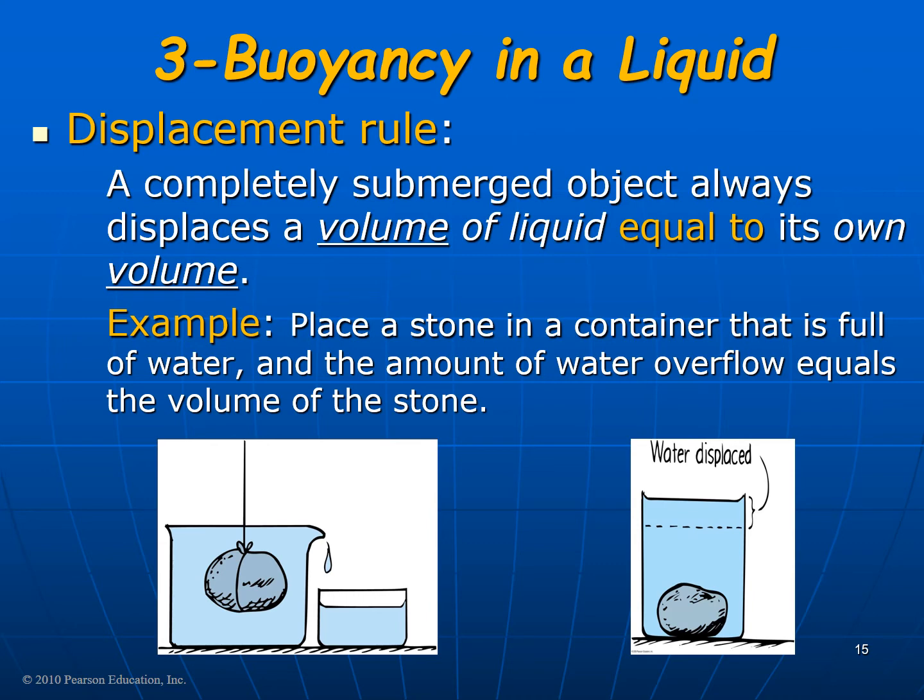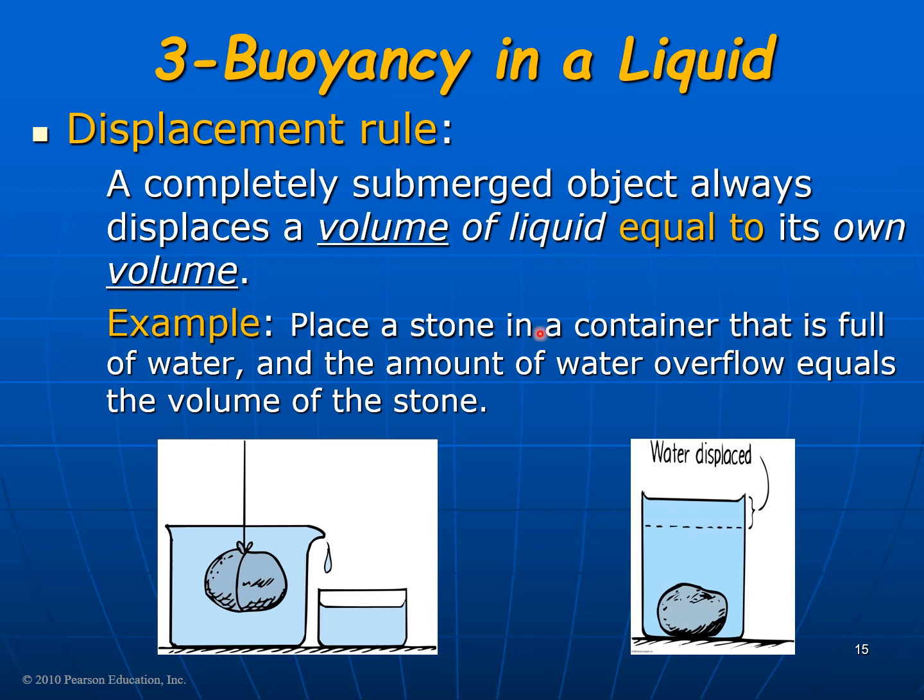Now we are going to move to another concept of liquid, buoyancy in liquid. We know that if we completely submerge an object in liquid, it will displace a volume of liquid equal to its own volume. This is the displacement rule: a completely submerged object always displaces a volume of liquid equal to its own volume. Let us try here.